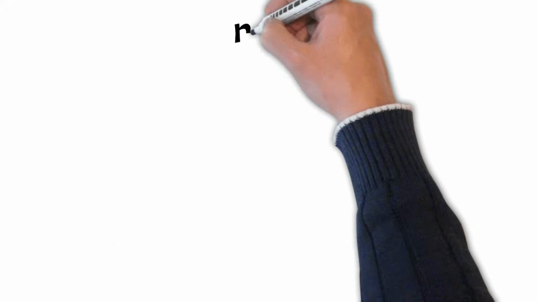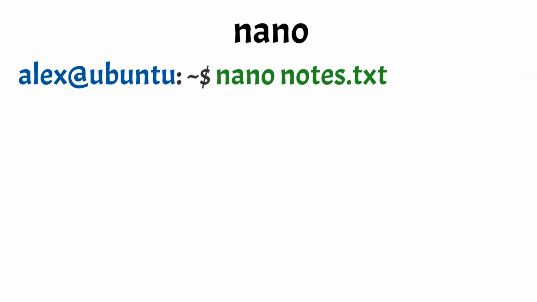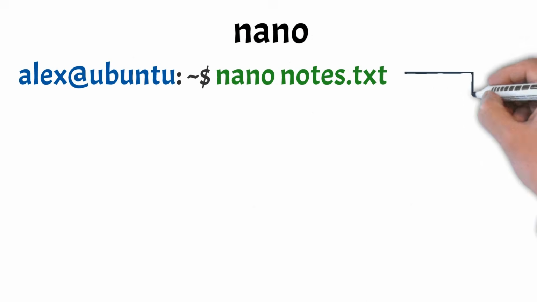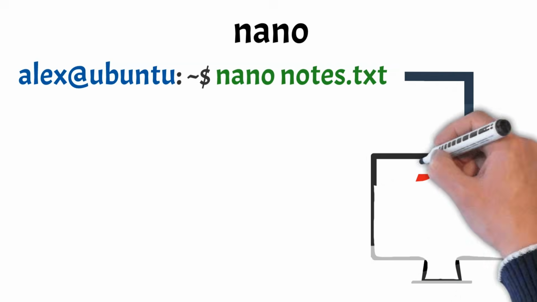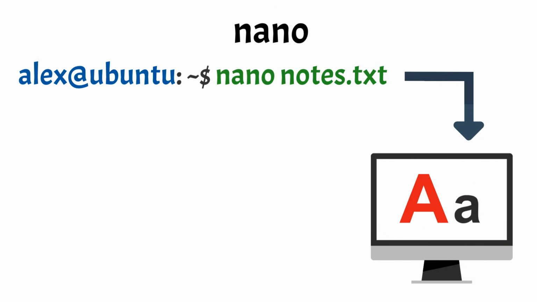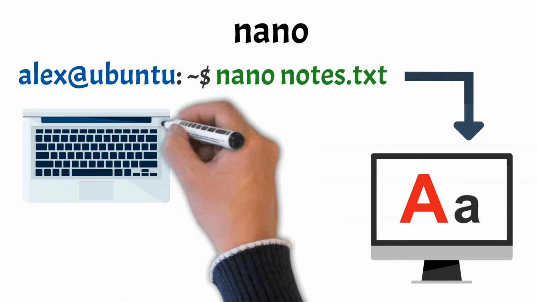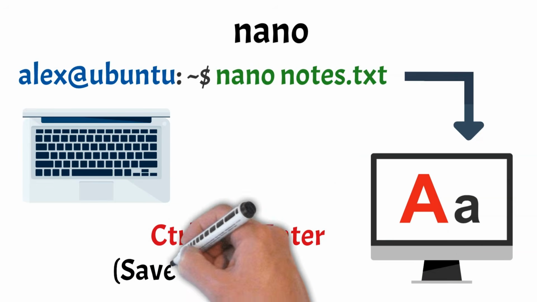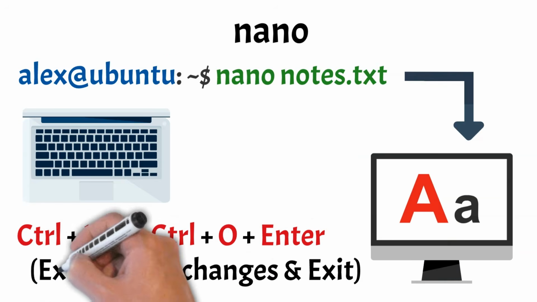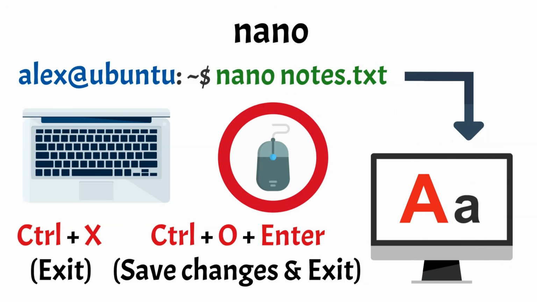Now that we've created some files, let's see how to edit them. One of the easiest ways to edit text files in the terminal is with the nano command. Just type nano followed by the file you want to edit, and it will open that file in a simple, text-based editor right inside the terminal. If the file doesn't exist yet, nano will create it for you. The interface is straightforward. You can type freely, and the shortcut keys are listed at the bottom of the screen. For example, use Ctrl-O to save and Ctrl-X to exit. This makes nano a great starting point for beginners who want to modify files without needing a graphical editor.